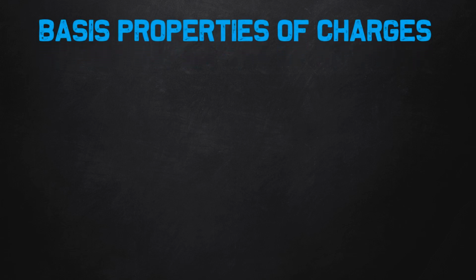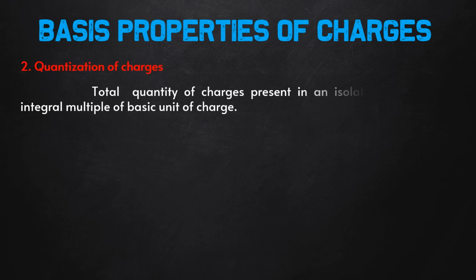Now we will discuss the quantization of charge. The total quantity of charge present in an isolated system is an integral multiple of the basic unit of charge. It may be expressed with the total quantity of charge as capital Q, and small e stands for the basic unit of charge. We express the total quantity of charge with respect to the number of charges and the magnitude of electronic charge e as Q is equal to plus or minus ne.